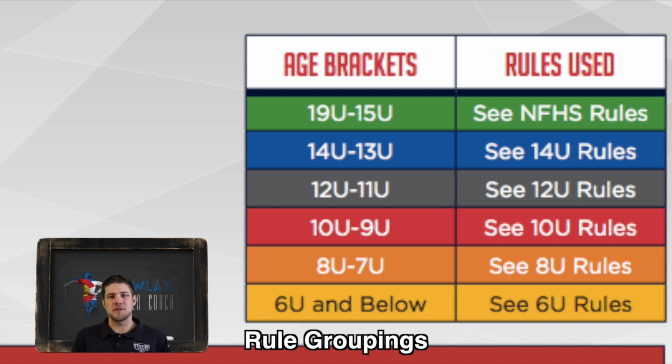So anybody who is in the 6U bracket or under will use the 6U rules. Then at 7U, they will change to the 8U rule specifications. Then once they hit 9U, they will switch to the 10U specifications. When they hit 11U, they'll go to the 12U specifications. And when they hit 13U, they will play under the 14U specifications. So every 2 years, the rules and sometimes the field will actually change as players progress through their development.